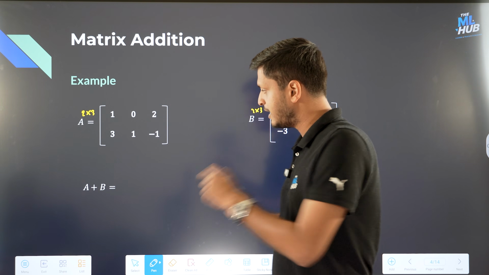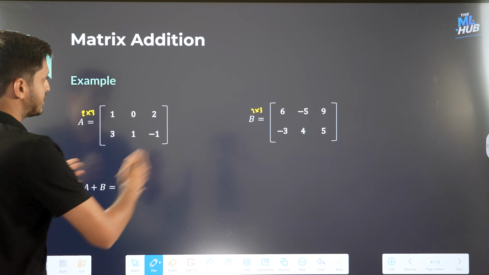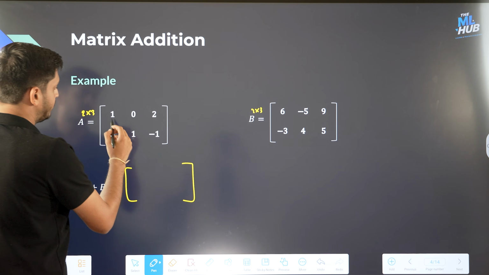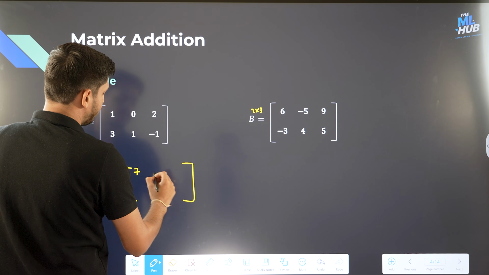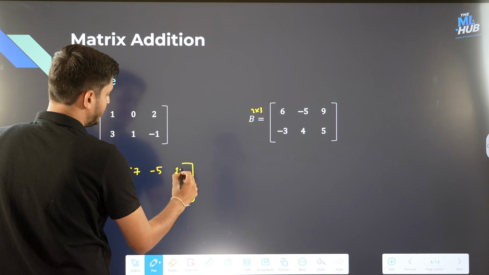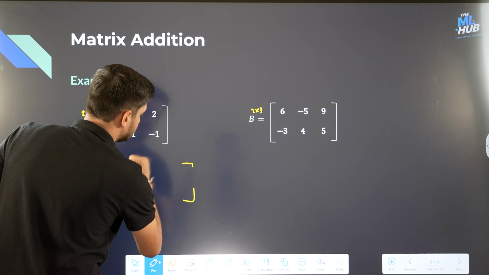Okay. And A plus B again will be another 2 cross 3 matrix, and you just have to add the elements pairwise, element by element. So the 1 and 6 will be added, here you will get 7, 0 and minus 5 will be added, here you will get minus 5, 2 and 9 will be added, here you will get 11. Or let me write it completely for your notes.